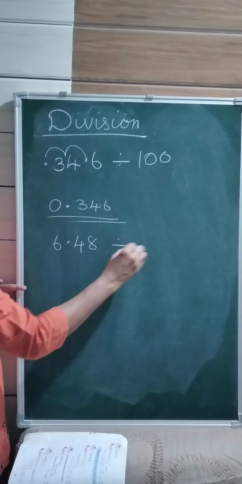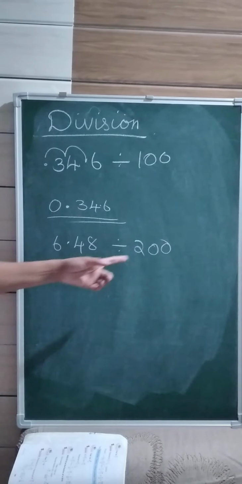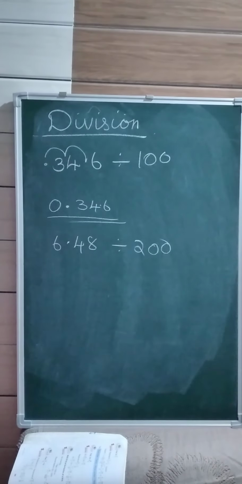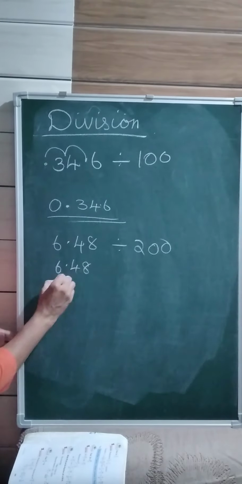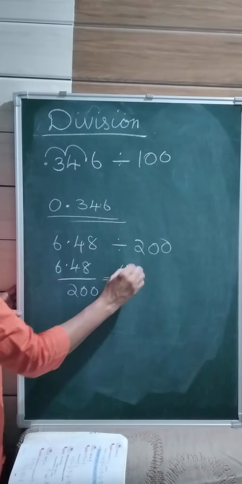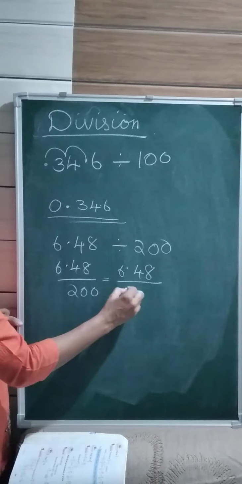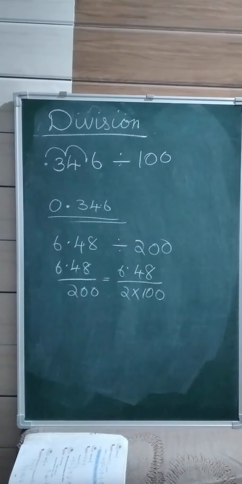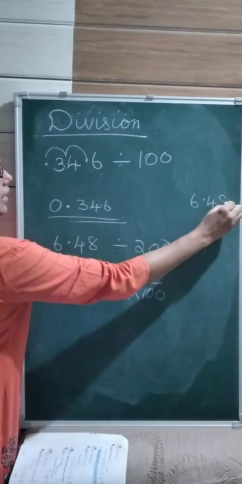6.48 divided by 200. 200 is a tens multiple, but the first number is not 1. So we are writing this number in a fraction form like this way and splitting the 200 into 2 into 100. The numerator 6.48 will be the same. Denominator I am splitting: 200 means 2 into 100. Okay children, first we are dividing the number by 2.